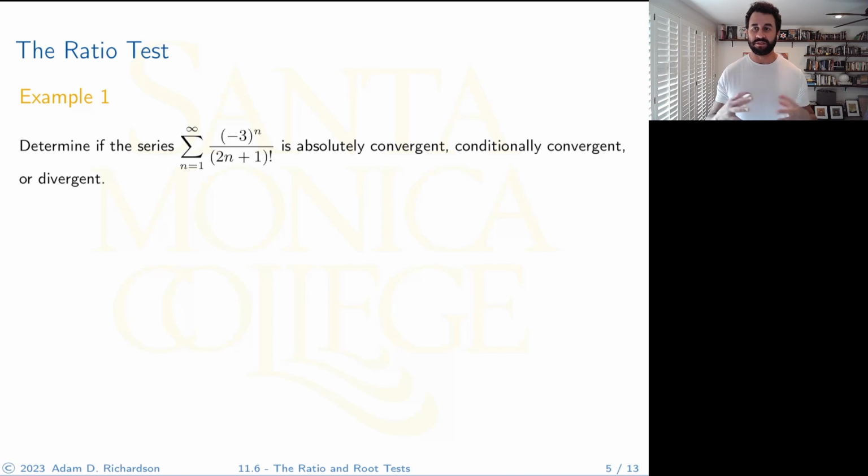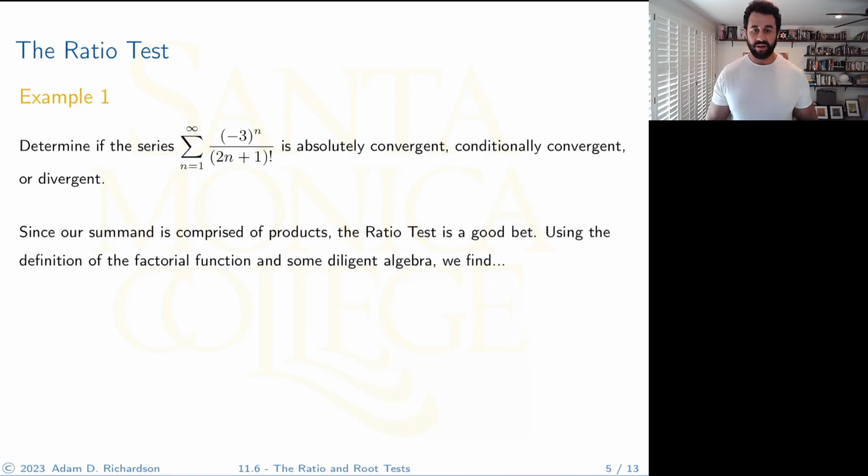There's a lot of stuff being multiplied inside there. So maybe the ratio test will be easy to use. So here we go. Oh, just what I said. So we're going to use the definition of the factorial function, and we're going to do a lot of diligent algebra, which I'll walk through carefully this first time.